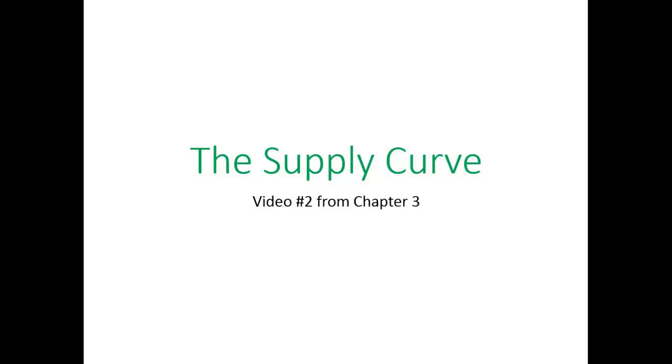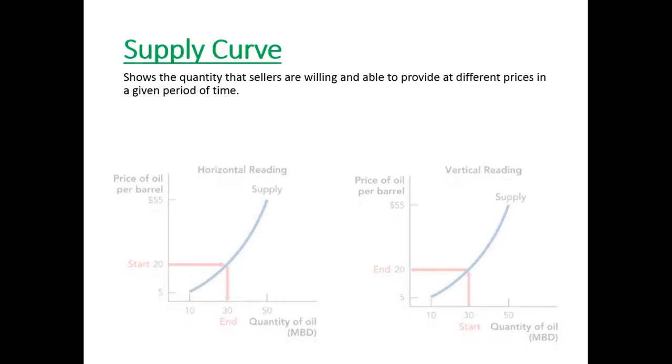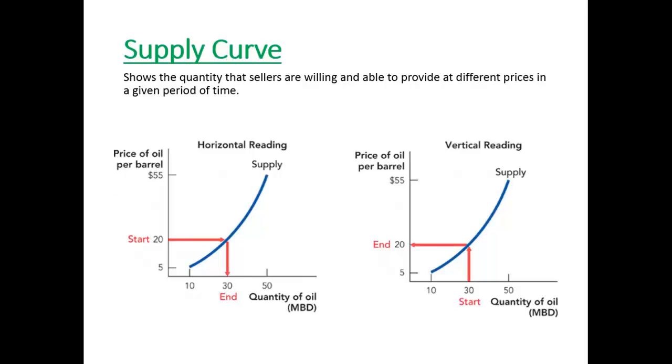The supply curve is another important tool that we run into in our study of economics. The supply curve shows the quantity that sellers are willing and able to provide at different prices in a given time period. The supply curve is an upward sloping curve showing the relationship between the price of a product and the quantity of the product supplied.